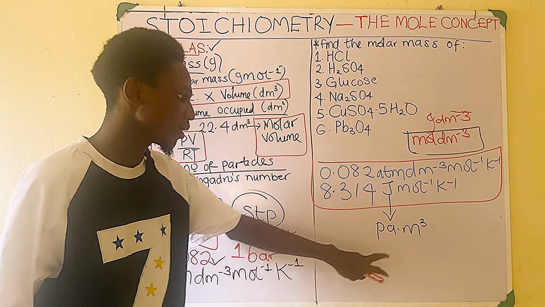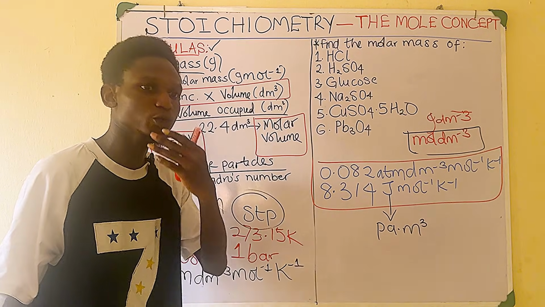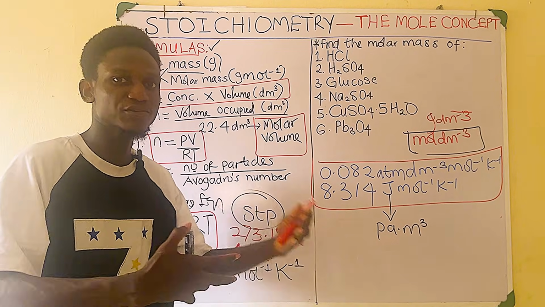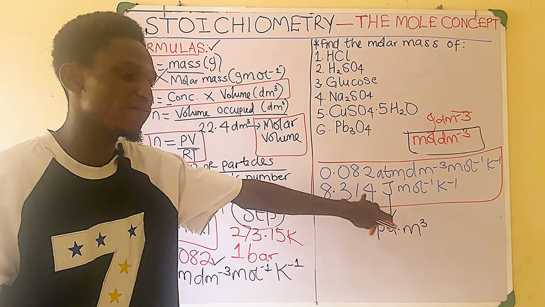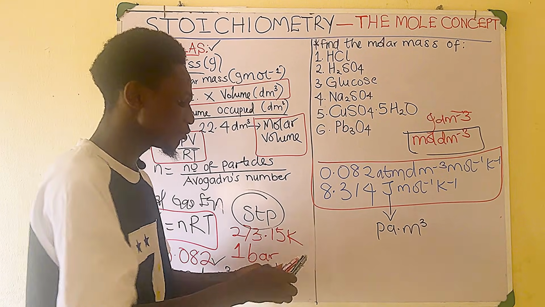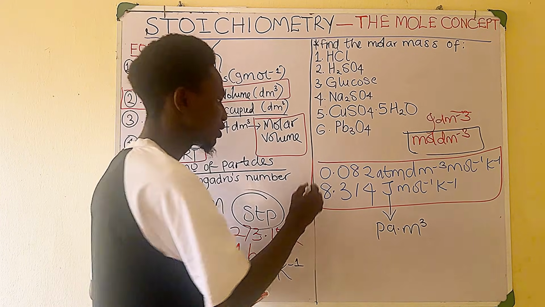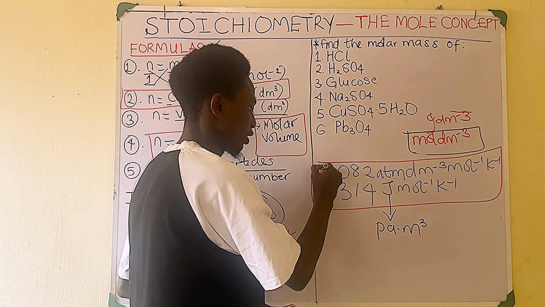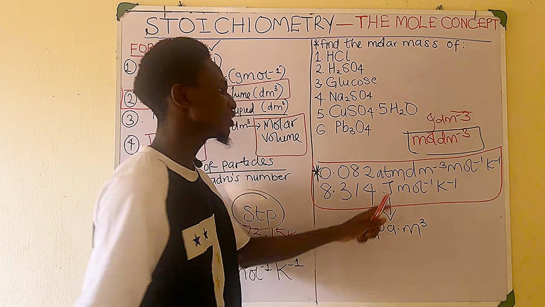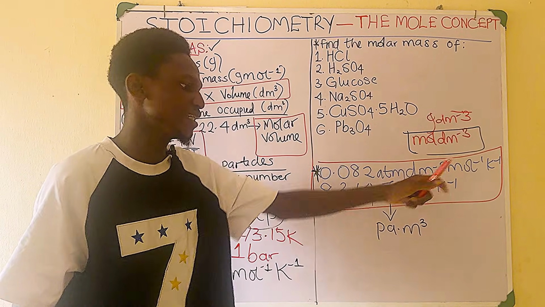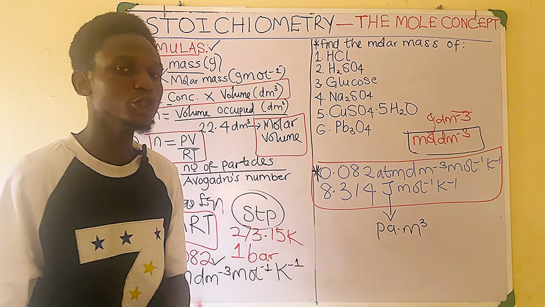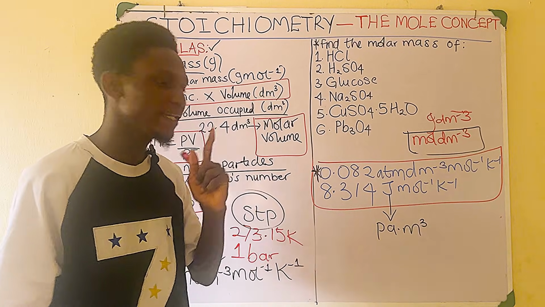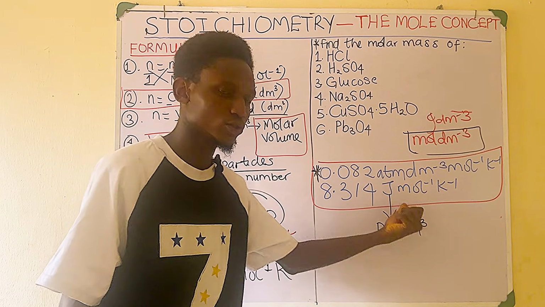So if they present it as Pascal meter cube, especially for those doing GC or A-level or advanced, you may be given a unit like 8.314. But usually in O-level chemistry, we basically just use this one, and they won't give it to you in the question. When the question is having atmospheres, dm cube, you know that you're going to be using 0.082.